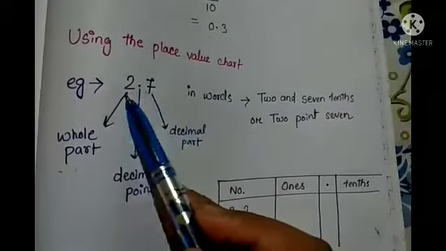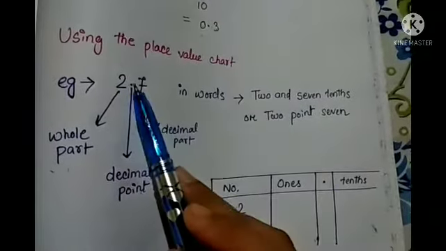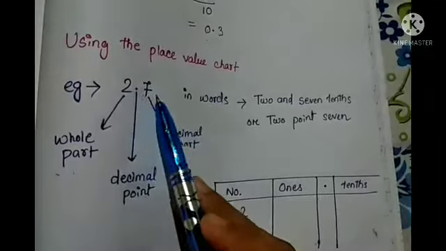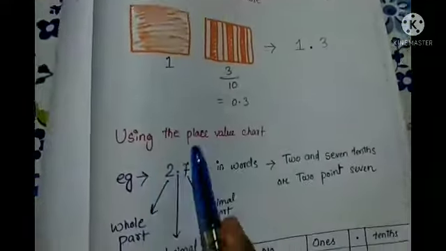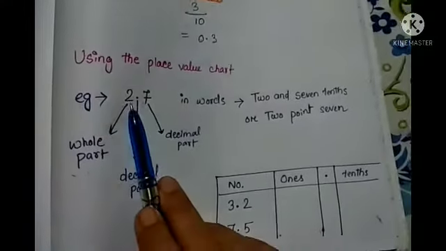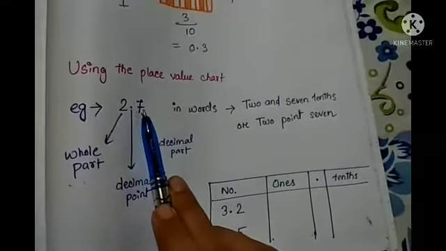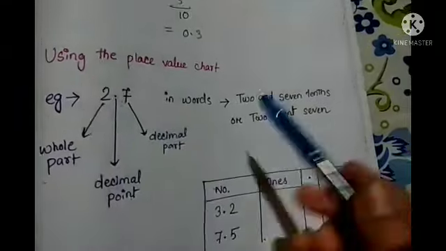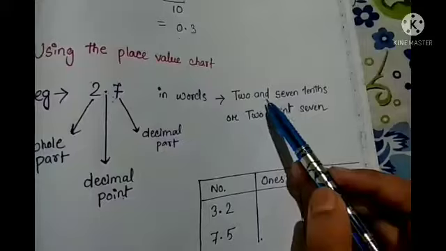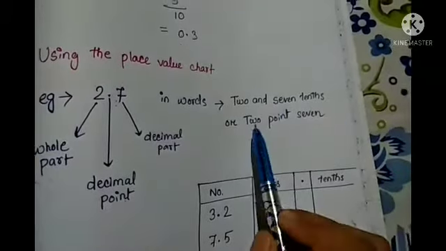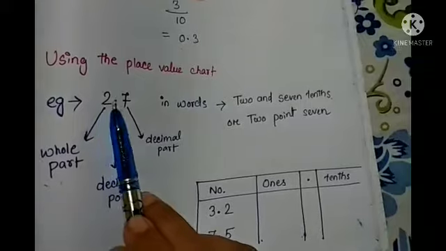In words we can write this number as 2 and 7/10. As I told you, after the point the first place is called tenths. Already I told you here. So using the place value chart also we can write this number. 2 will be in ones place and 7 will be in tenths place, right? So in these two ways you can write it, in words 2 and 7/10, or you can write 2.7. Simply we read it as 2.7.